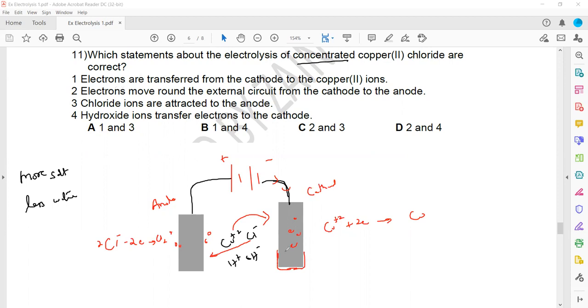So which statements are correct for question 11? Electrons transfer from cathode to copper ion. Yeah, that's true, because the electrons are being transferred between the cathode and copper ions. Electrons move round the external circuit from cathode to anode. They're not moving from cathode to anode. They're moving towards the cathode, and from the anode they're coming towards the positive terminal. So that's wrong. Chloride ions are attracted. That's true. Hydroxide ions do not transfer. It's not discharged. So statements 1 and 3 are the right answer.